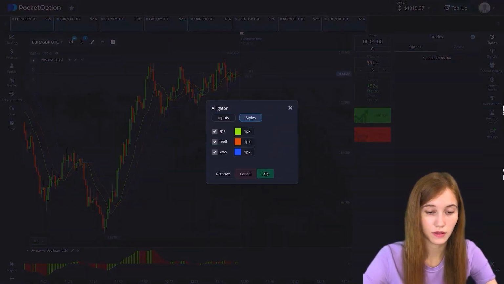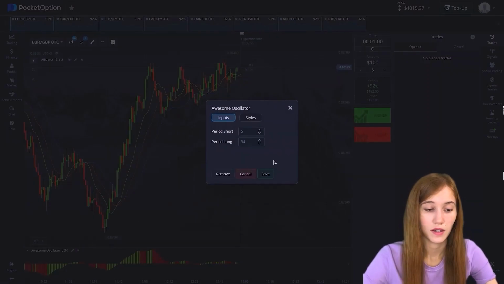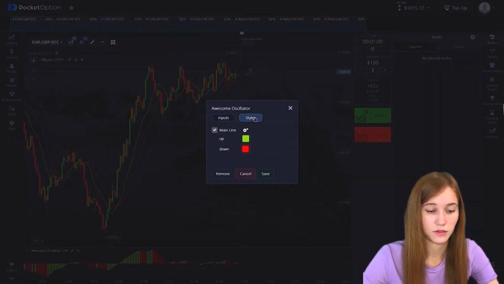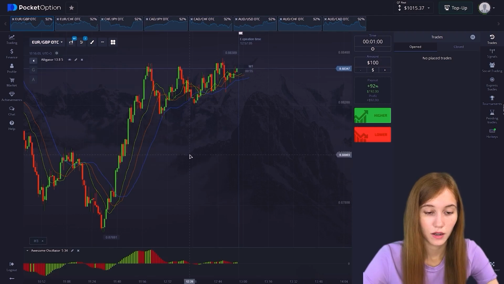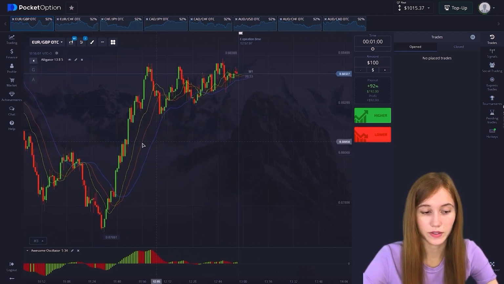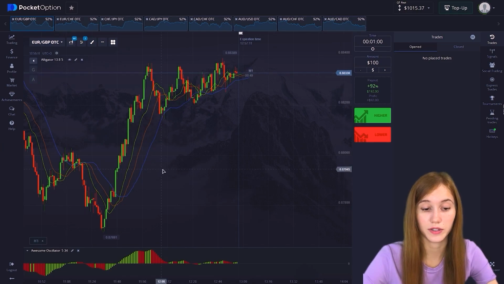2 indicators, alligator, its parameters, and the second. Also, these indicators are simple and can be easily used, especially together in one.